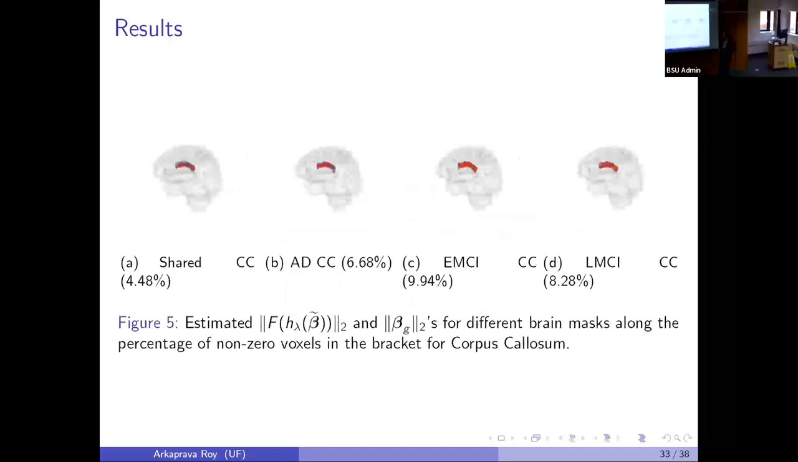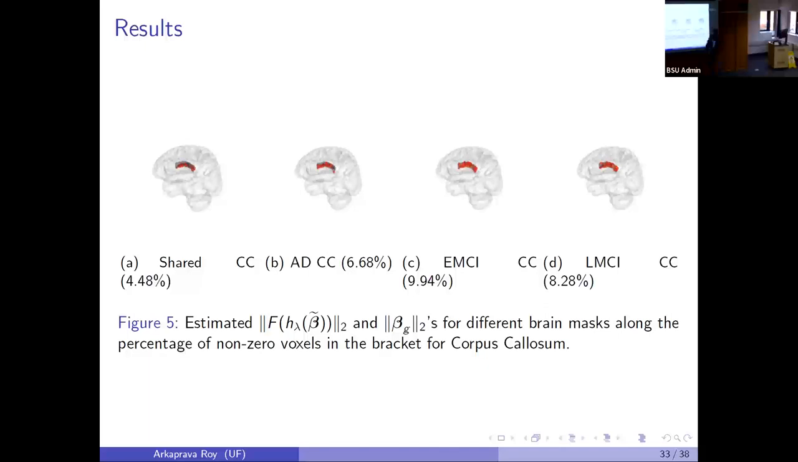Now, this is the estimated part. So the shared is again based on that metric that we identified. And we find that in AD, 6.68% of the regions got selected. In EMCI, it is 9.94%, and in LMCI, 8.28% of regions were selected. Among these regions, about 4.48% are shared.